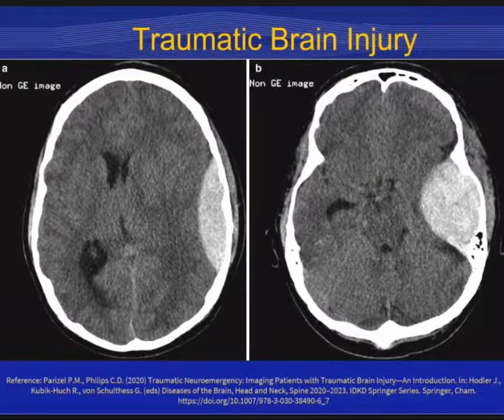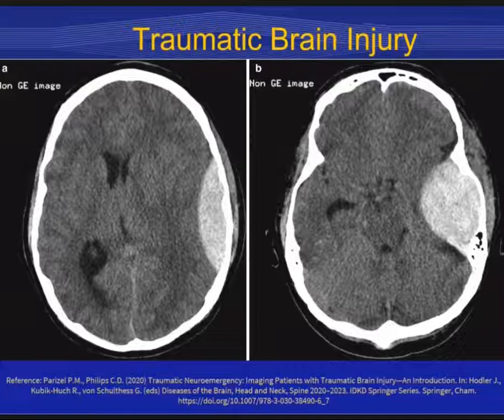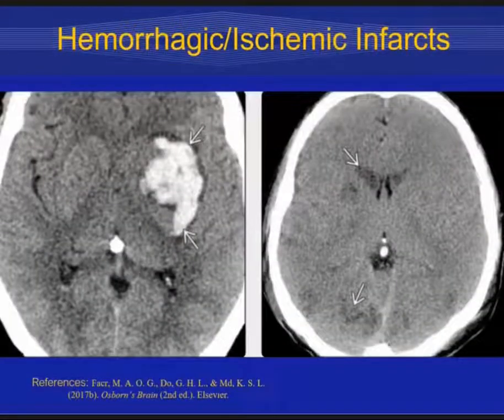So for traumatic brain injury, the most common findings would be subdural hematomas. So these are axial CT images. These are just examples of subdural hematomas in patients. Moving on to hemorrhagic and ischemic infarcts.